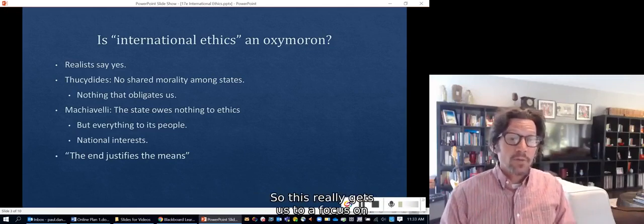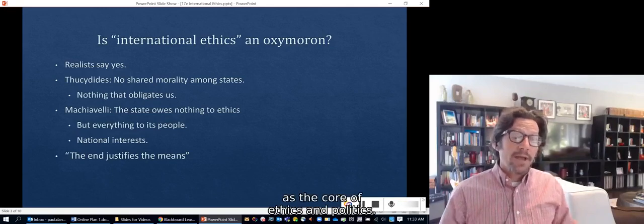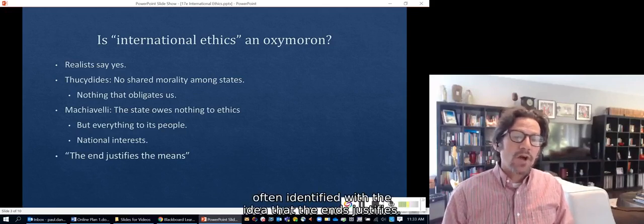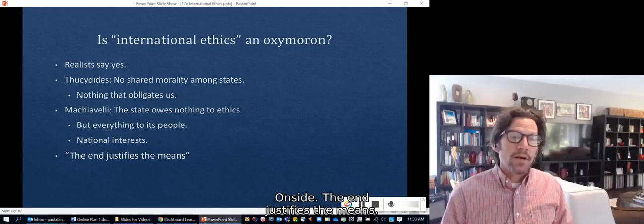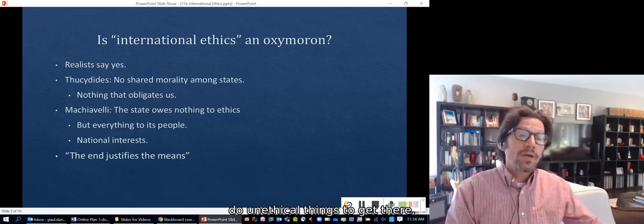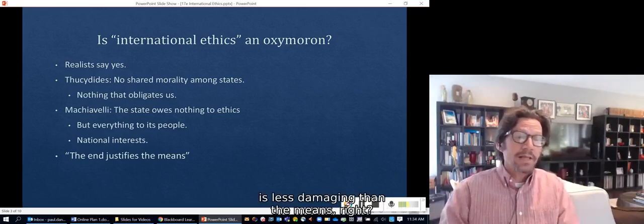So this really gets us to a focus on national interests as the core of ethics in politics. The realist position on ethics is often identified with the idea that the end justifies the means. This idea that if you get the result that you want, it doesn't matter if you had to do unethical things to get there, as long as the result is less damaging than the means.